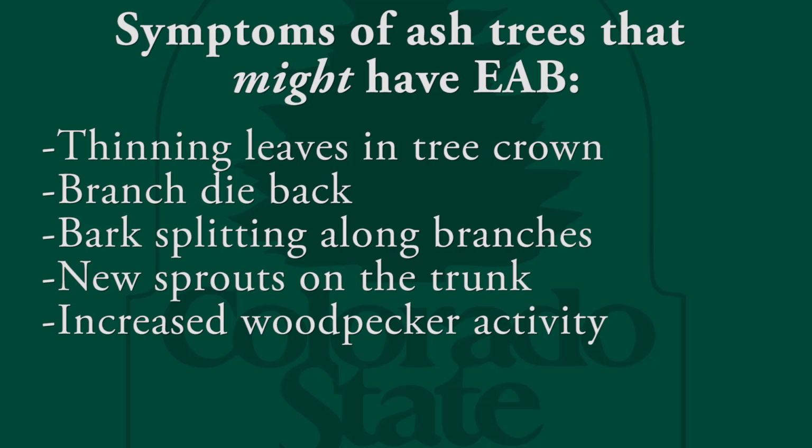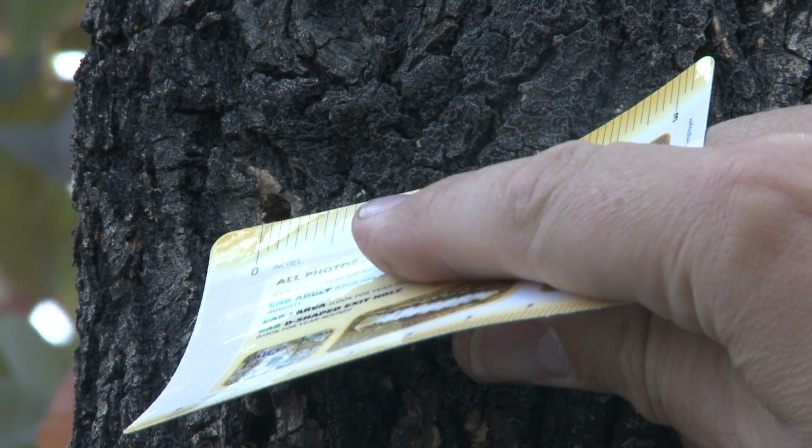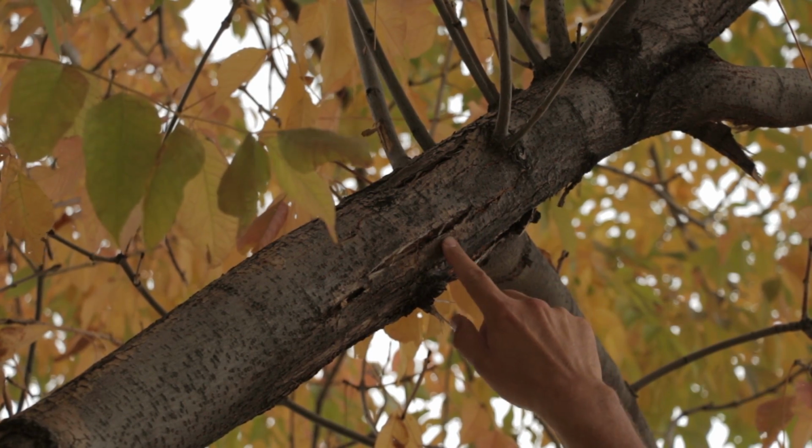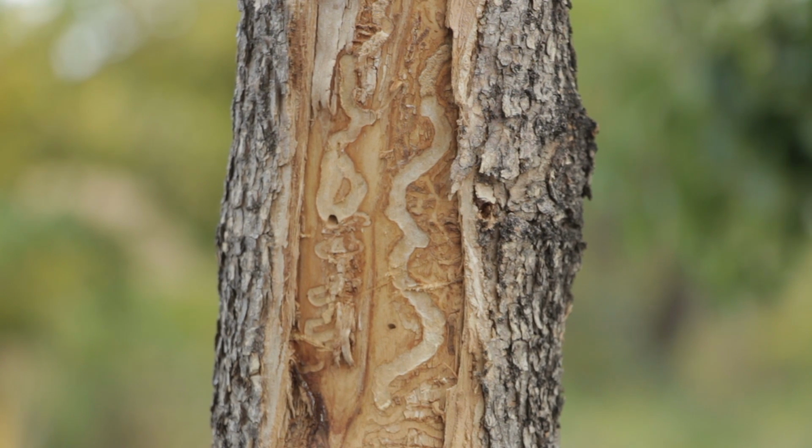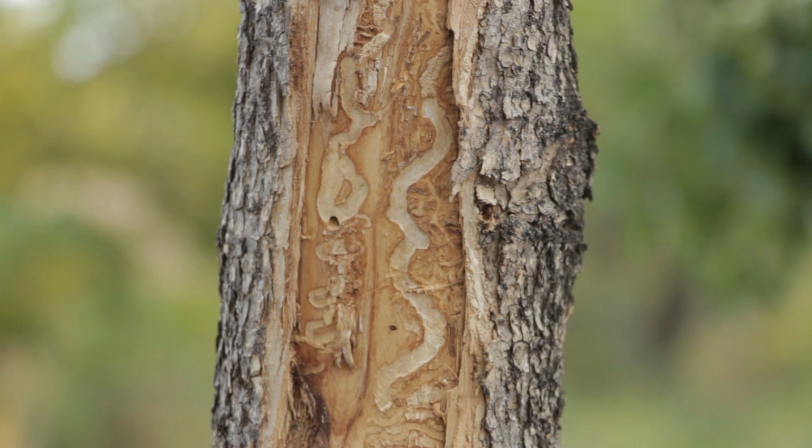You can definitely determine if you have emerald ash borer if you have D-shaped exit holes and if you have bark splits accompanied with S-shaped galleries under that bark split, or if you just have S-shaped galleries that are showing on the bark.